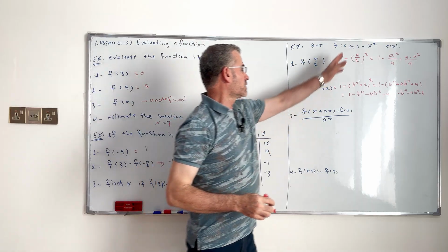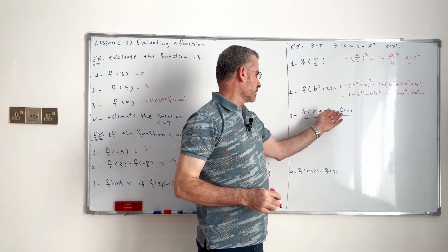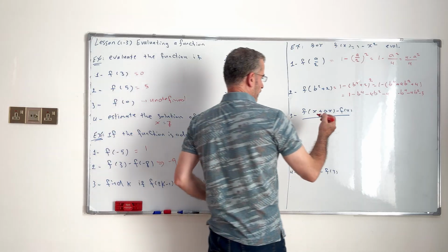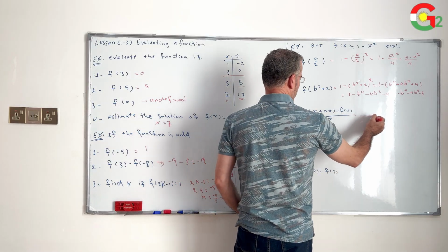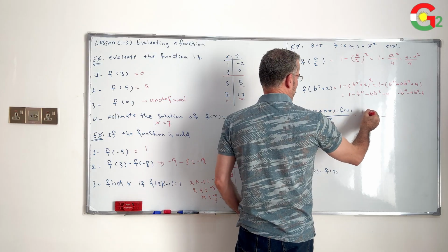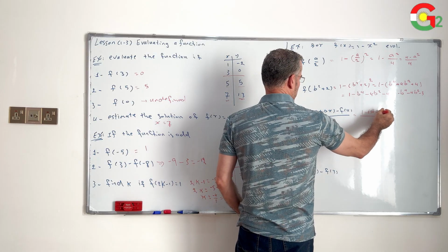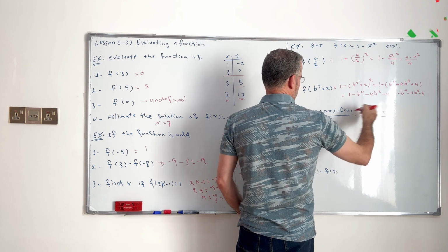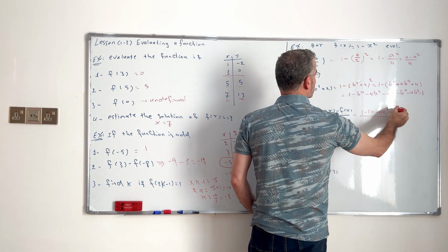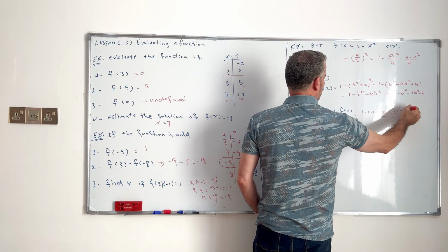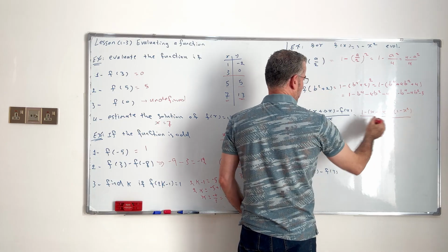Number 3, for the same function, find f of x plus delta x minus f of x over delta x, equal to f of x plus delta x, it is 1 minus (x plus delta x) squared, minus f of x, it is 1 minus x squared, over delta x.